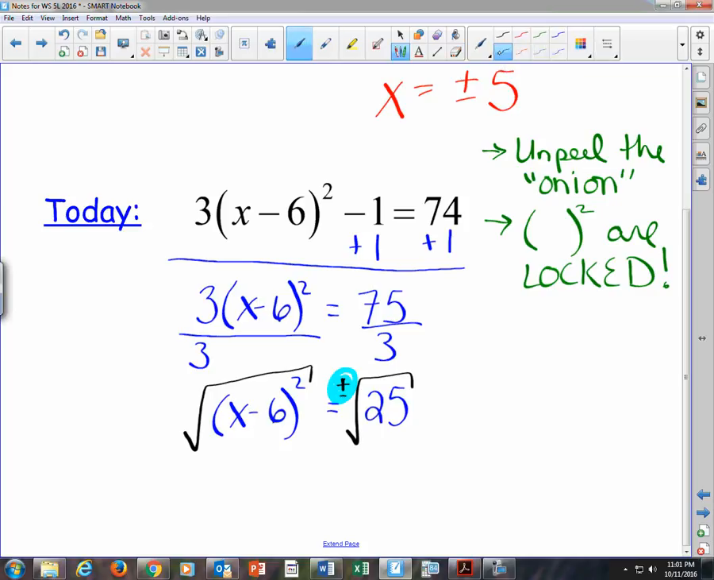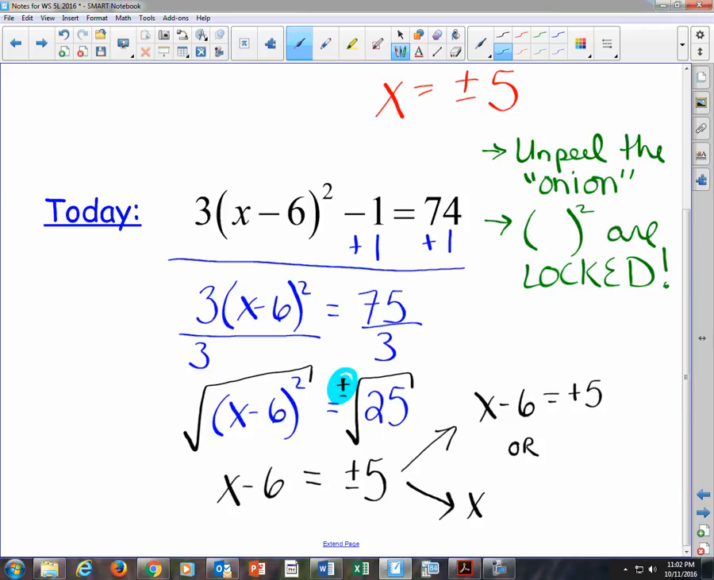All right, so back to solving. We now have x minus 6 equaling a plus or minus 5. Well, that's two possible things happening. Either the x minus 6 equals a positive 5, or the x minus 6 equals a negative 5. Those are two different scenarios, which means they give me two different answers.